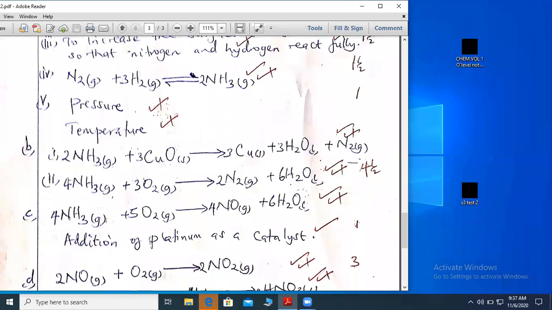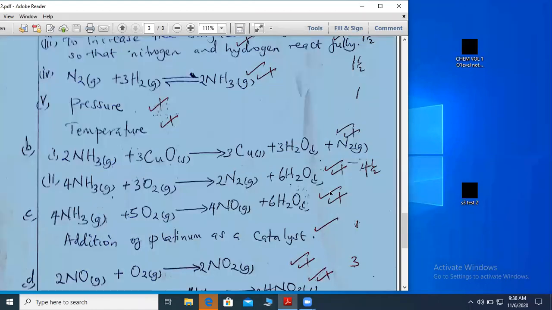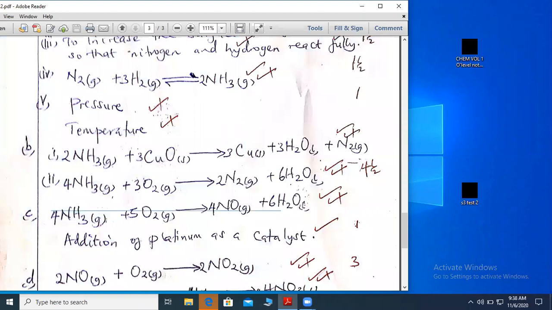Then the second equation was asking you to write an equation for ammonia burning in oxygen. They didn't tell you about the catalyst. So this was the equation, not the other one. Remember, we agreed that when there is no catalyst, the product is nitrogen and water. But in presence of a catalyst, the product is nitrogen monoxide. So in absence of a catalyst, the product is nitrogen.